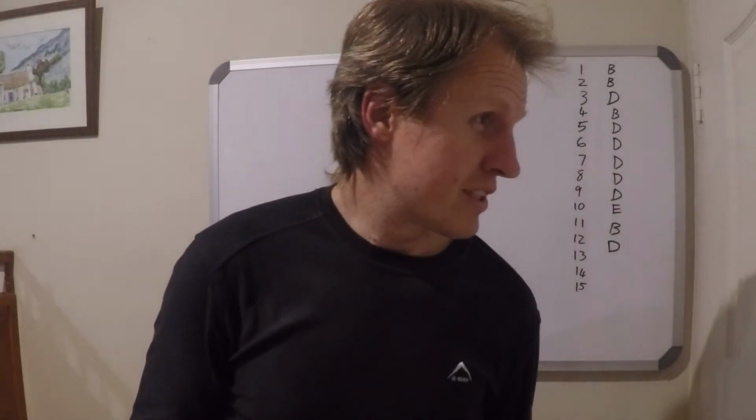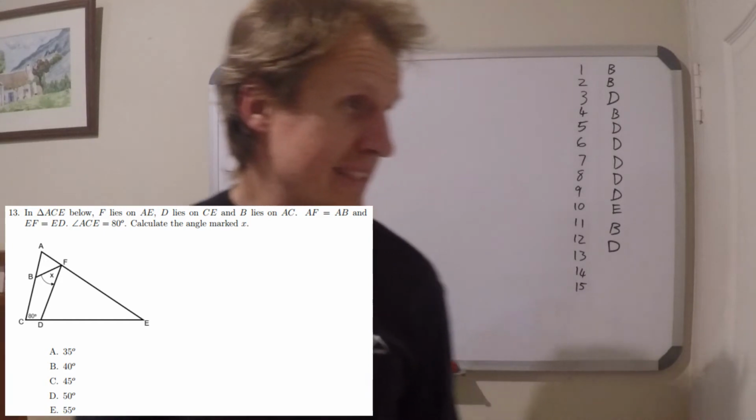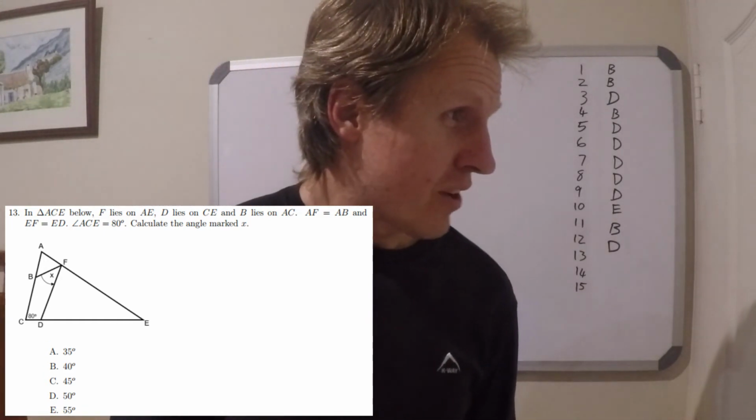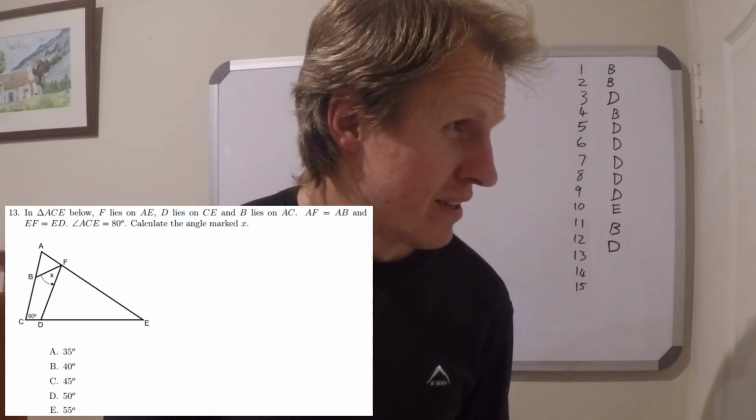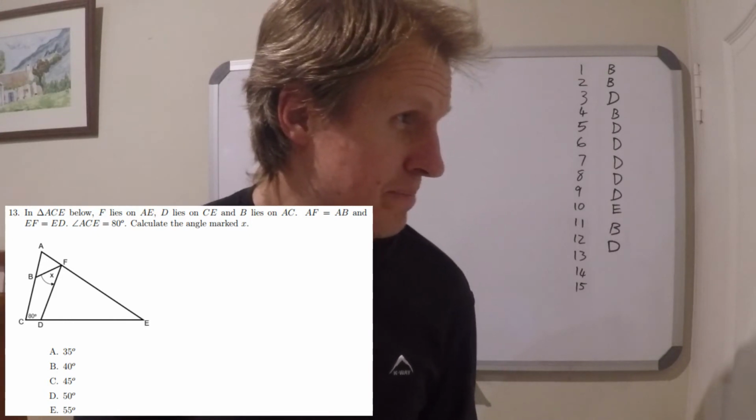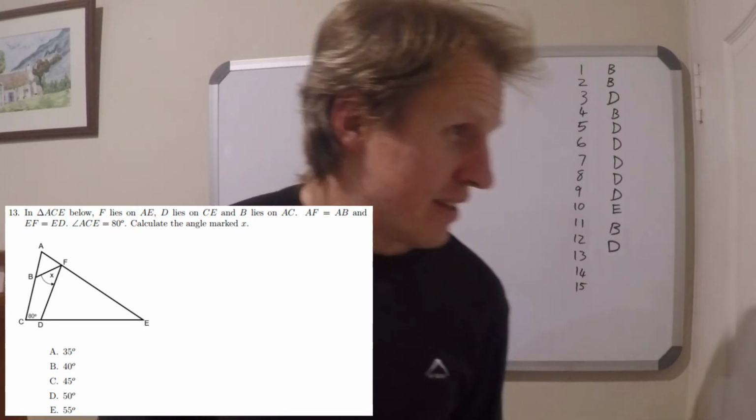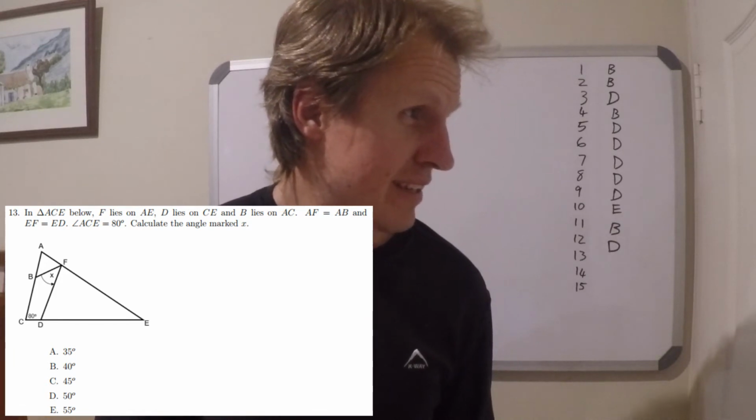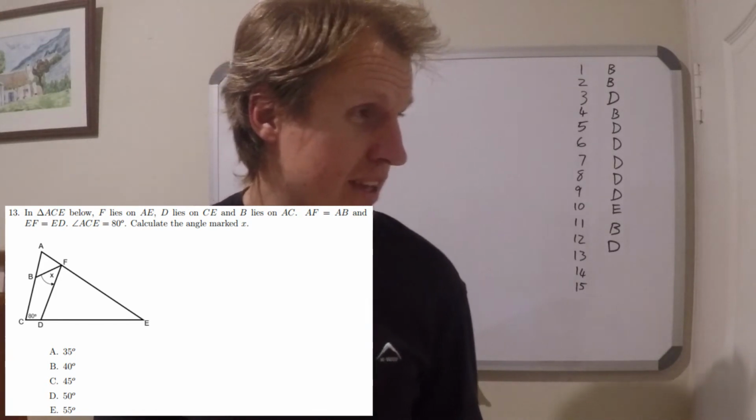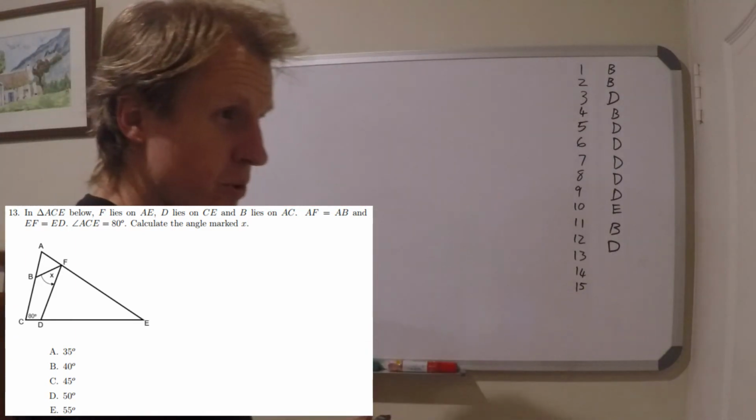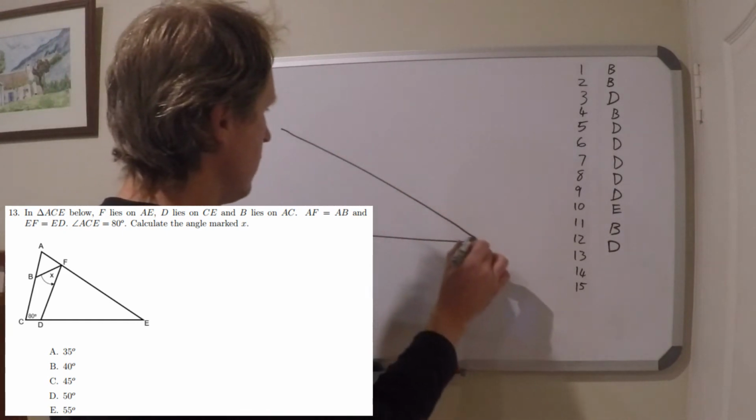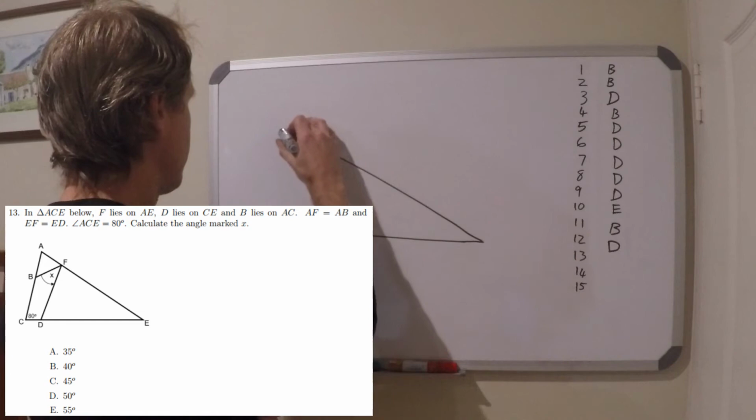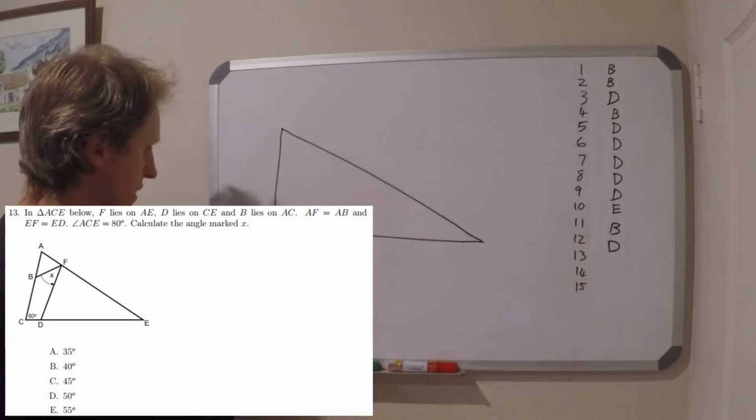Okay, let's look at the next question. In triangle ACE below, F lies on AE, D lies on CE, B lies on AC, and AF equals AB, and EF equals ED, and angle ACE is 80 degrees. Calculate the angle marked X. Okay, so let's draw that. So we've got a triangle like that. I'm not going to draw this to scale. Let's see where we end up.